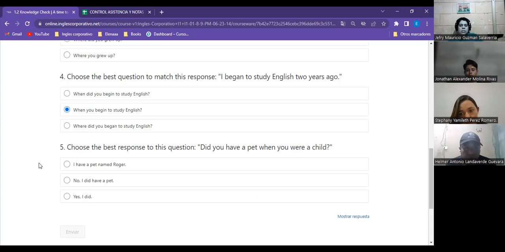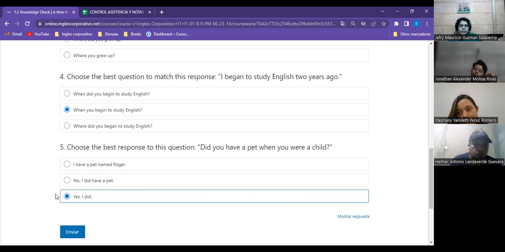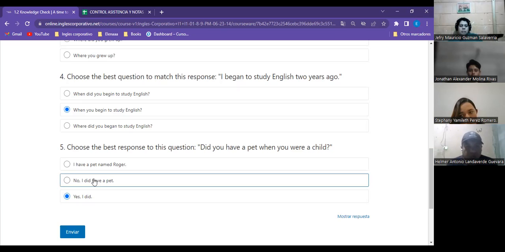Did you have a pet when you were a child? Yes, I did. Ajá, es una yes, no question. Esta es imposible. So I have this one and this one is an option. Yes, I did. ¿Y esta por qué no? No, I did have a pet. ¿Por qué la descartamos, clase? Why? It's a short answer. It's not didn't. ¿Y por qué no hay una negación? No, I didn't. ¿Sí? And I didn't have a pet.